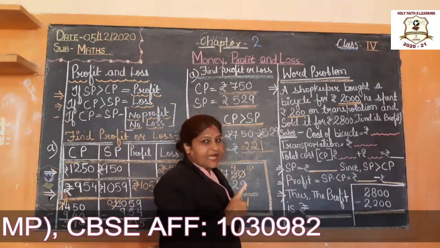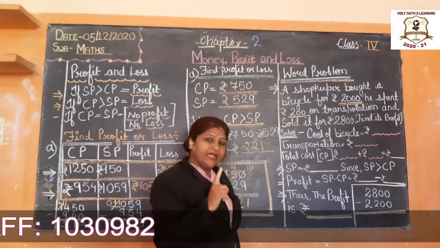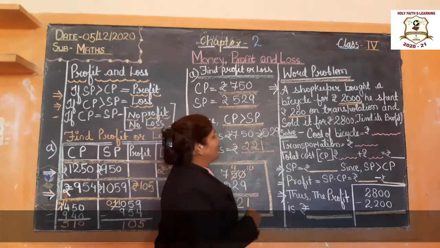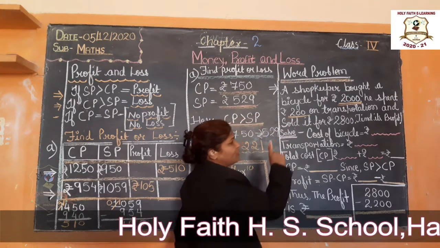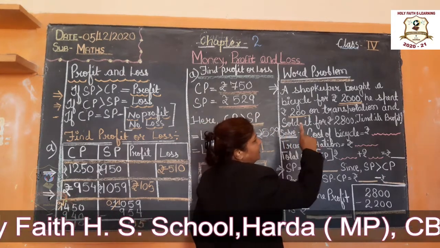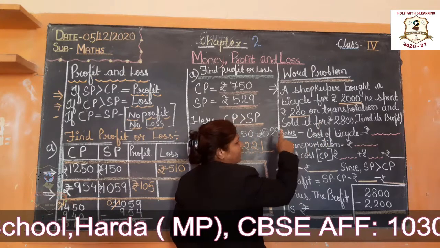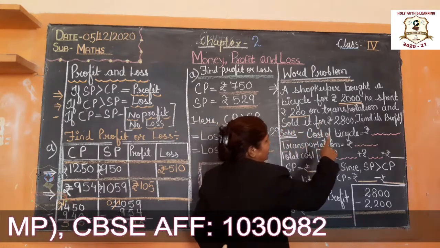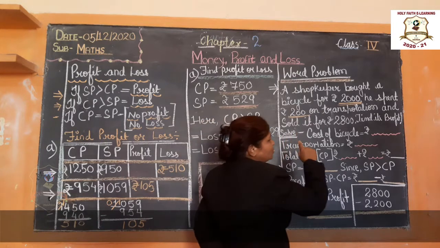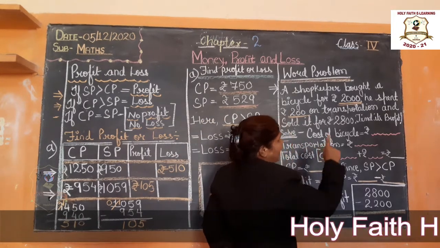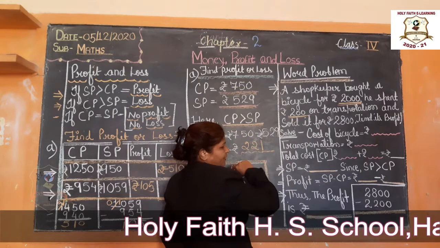We will understand it first. First we will read it and understand. A shopkeeper bought a bicycle for rupees 2000. He spent rupees 200 on transportation and sold it for rupees 2800. Find its profit.